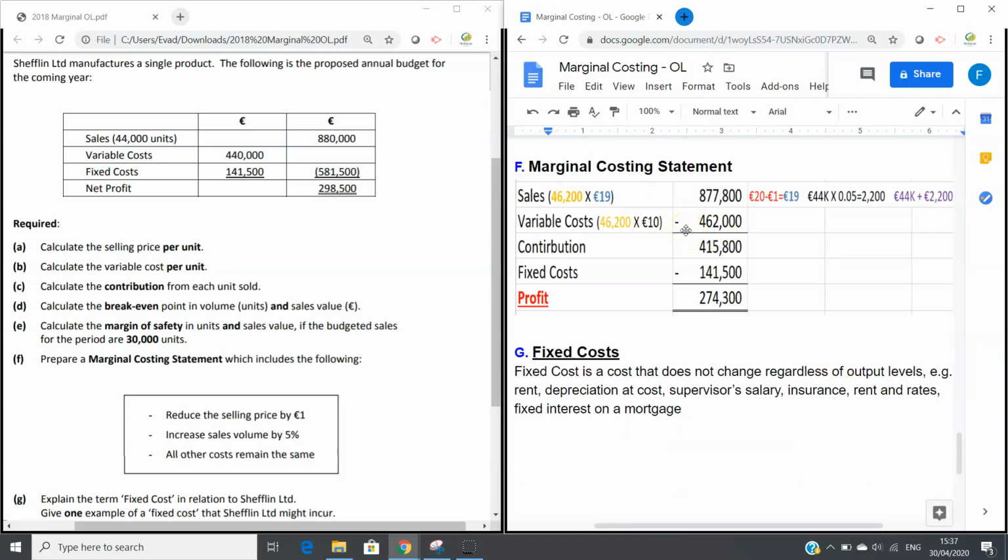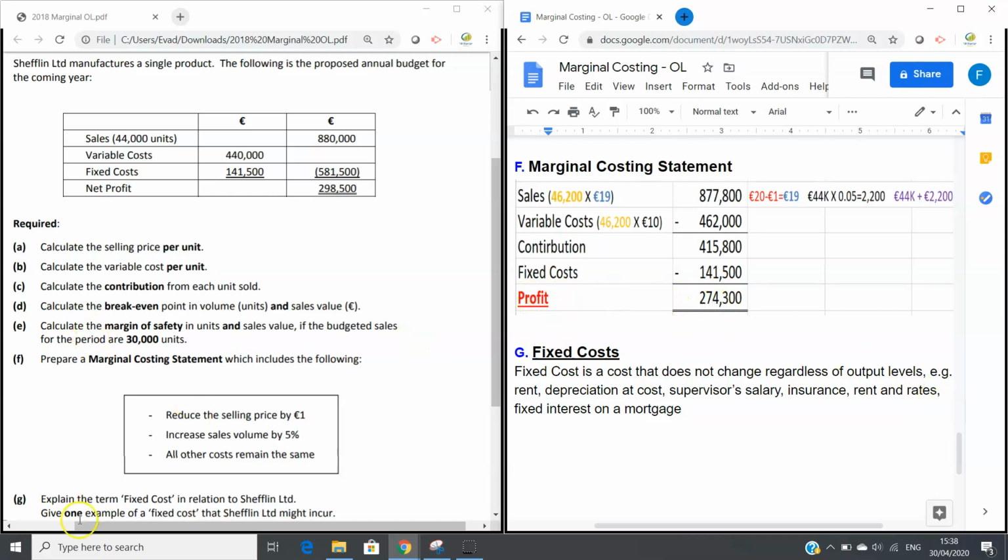Obviously, we're taking our variable costs away, take the two figures away, and that gives us the contribution, which is 415,800. Now, our fixed costs were told in the question. We just bring it down. Remember, costs, so we take away. And that leaves the company with a profit of €274,300. So that's either going to be a profit or loss. In this instance, it's a profit.